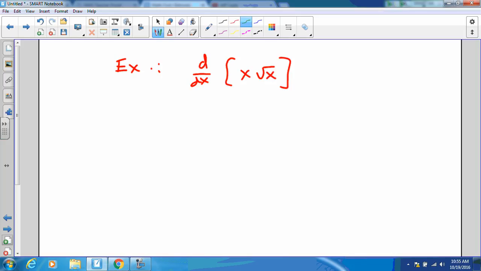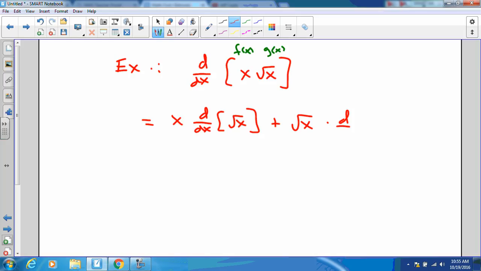Consider the derivative of x times the square root of x. Here I again have a product where my f of x is x and my g of x is the square root of x. I don't have the option of simplifying this with algebra because I don't have any way to deal with the result that I would get. So I can appeal to the product rule and say that this is equal to the first times the derivative of the second, plus the second times the derivative of the first.